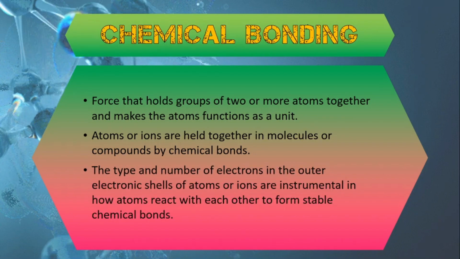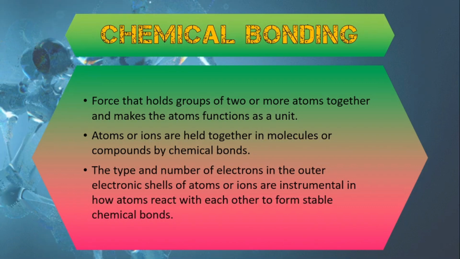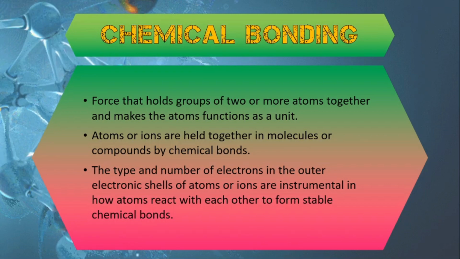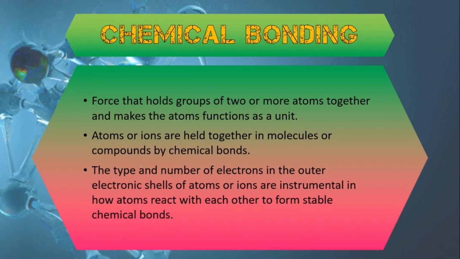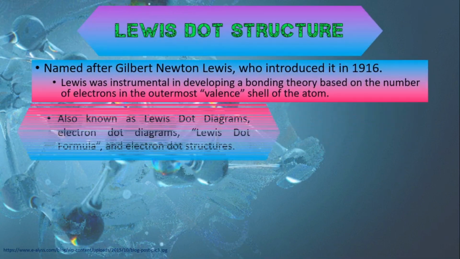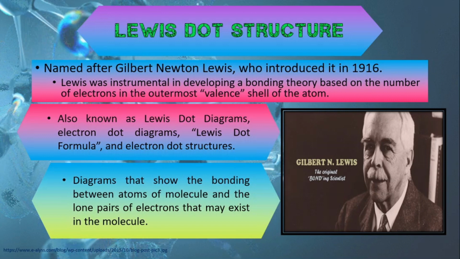The type and number of electrons in the outer electron shells of atoms or ions are instrumental in how atoms react with each other to form stable chemical bonds. To further understand what is a chemical bond, let's first discuss this topic, which is all about Lewis-Dot structure.